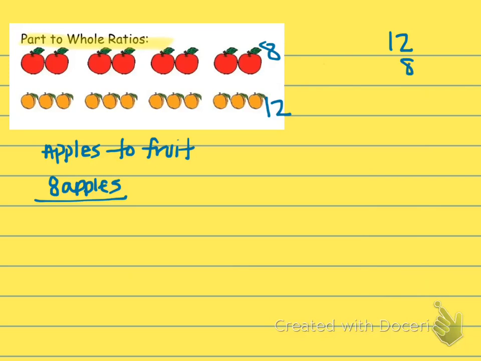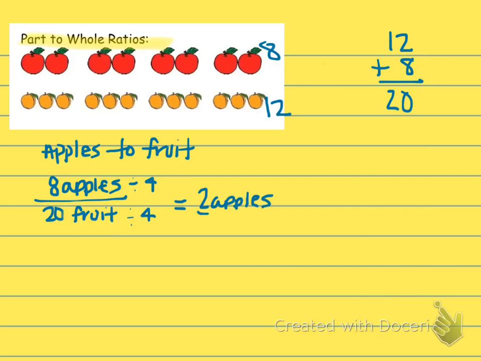Well, in order to figure that out, we need to add both the apples and oranges together, which gives us a total fruit of 20. Oh man, I said 20 oranges. Sorry, 20 total fruit. Okay, so that is a part to whole, apples to fruit, 8 apples to 20 fruit. Can't leave it like that. We need to simplify. What divides into 8 evenly that also divides into 20 evenly? That is 4. 8 divided by 4 is 2 apples. Yes, write it out again. Don't be lazy. 20 divided by 4 is 5 total fruit. And that is our final part to whole ratio.